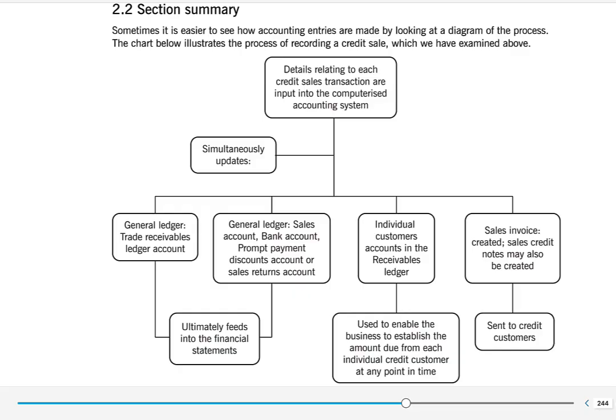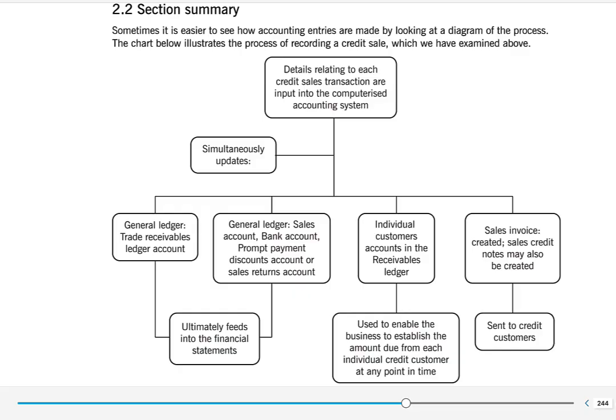Sales returns account. If a credit note is entered, the system records the net return there. Bank account. When payment is received and entered, the system records the receipt in bank. Prompt payment discounts account. If the business offers a discount for early payment and the customer takes it, the system posts it here. This is a reminder that credit sales do not stay unfinished. Over time, you get returns, payments, and sometimes discounts, and the system is designed to capture all of them properly.